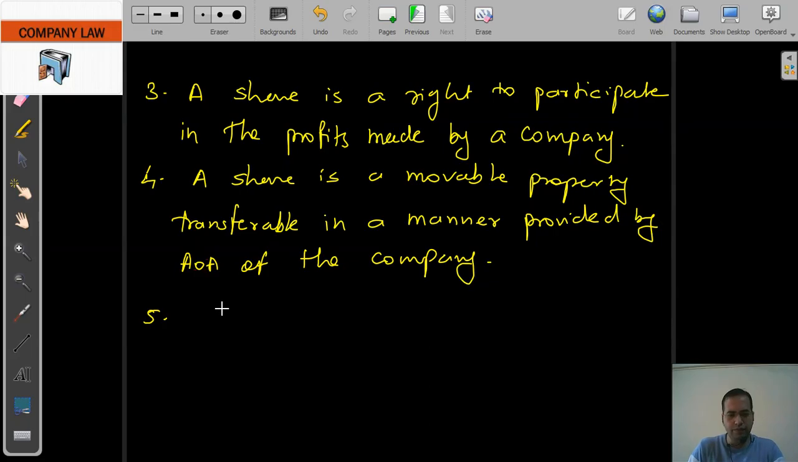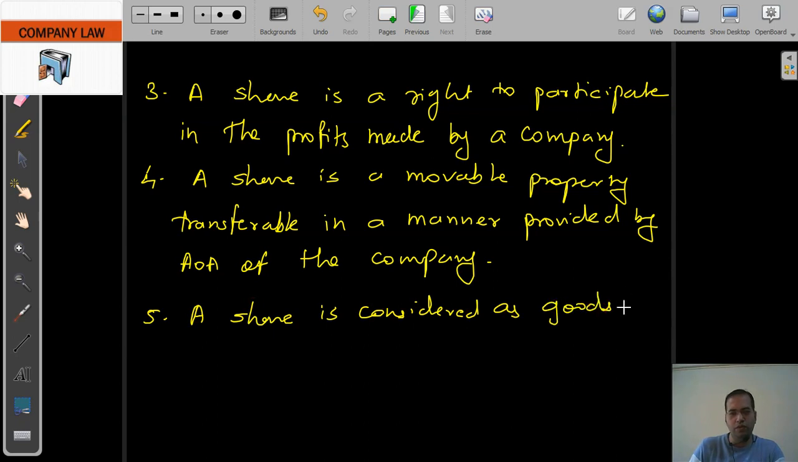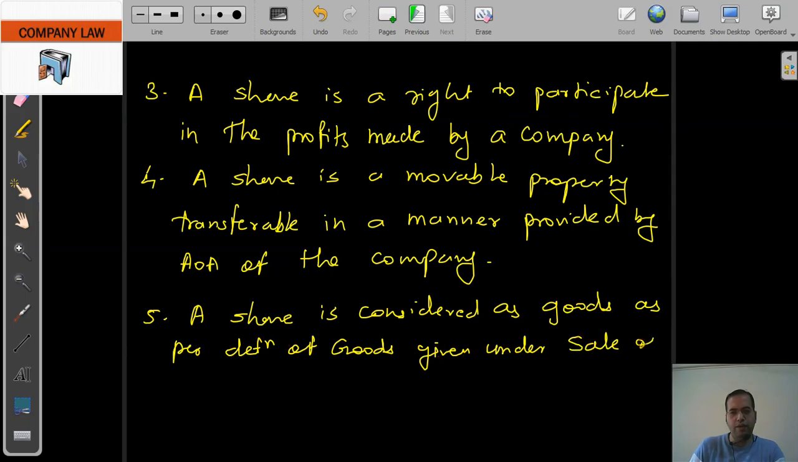Then a share is regarded as goods. Share is considered as goods as per the definition of goods given under the Sale of Goods Act 1930.